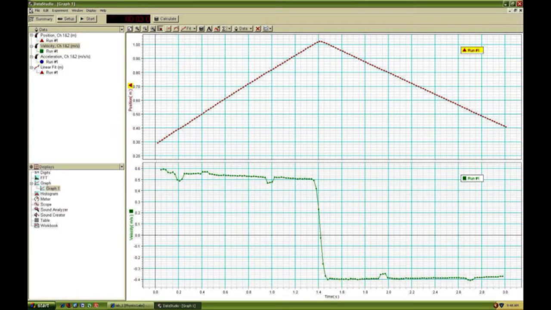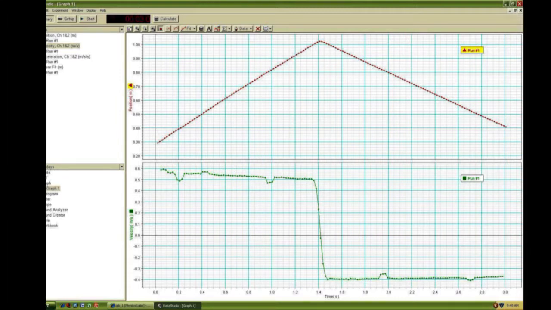Here's typical data for position versus time above and velocity versus time below. When the cart is moving away from the motion sensor, the position increases with time. The slope and velocity are both positive. However, when the cart is returning, the position decreases with time with a negative slope and velocity.